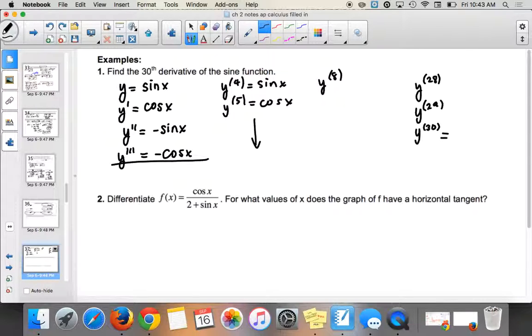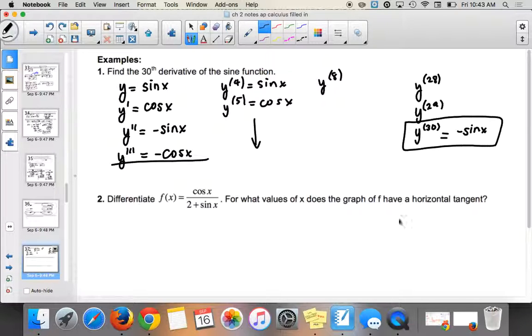So our 30th derivative should be the same as the second derivative, which is negative sine of x. So basically whatever its remainder is, that's the derivative you have. So if it goes evenly, no remainder, it's the same as y. The 0th derivative, we don't really say that. Yeah, so it ends up being negative sine. Do you see the pattern? So that happens for both sine and cosine. It's every 4.